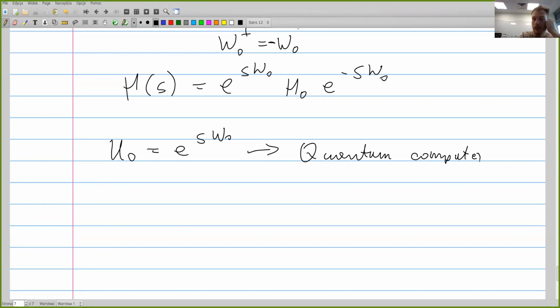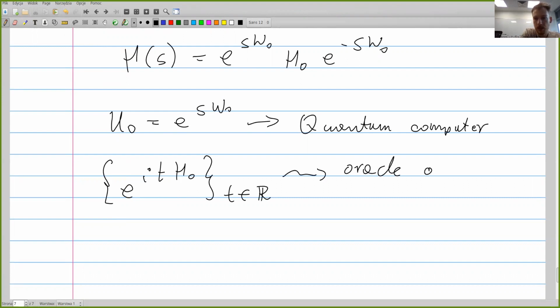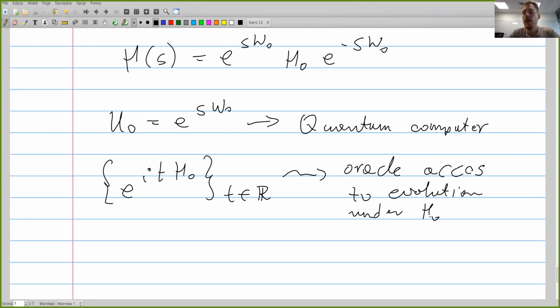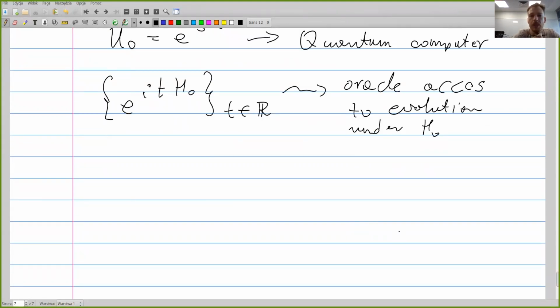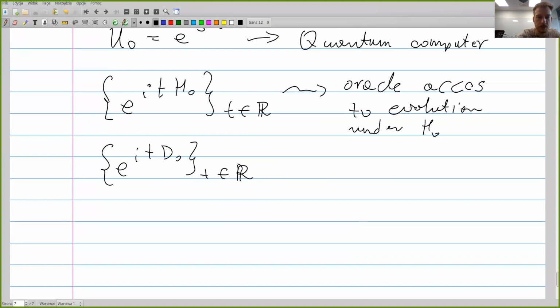And now a quantum computer will do different things. So a quantum computer could, for example, do for you evolutions under this Hamiltonian, with t in R, and this I will call oracle access to evolution under H0. Okay, and the next ingredient that we want to use is that if I use this together with e^{itD0}, t in R, then I can use those operations to approximate evolution under a bracket Hamiltonian.